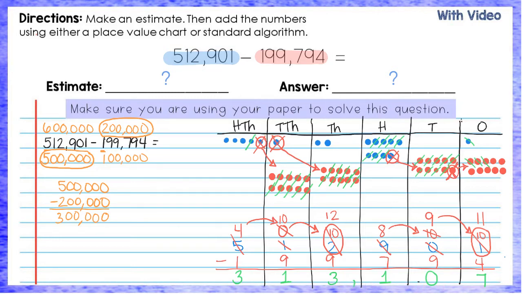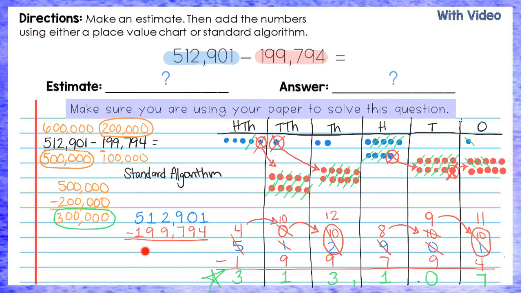313,107 close to our estimate of 300,000? Yes, it is. So we are probably correct. Now I've written it in standard algorithm. Go ahead and pause the video so you can write this. Make sure you have some space above it because we're going to be doing a lot of regrouping. So you're going to need the space above and a little bit of space below.